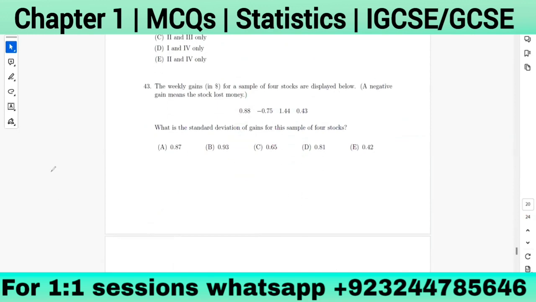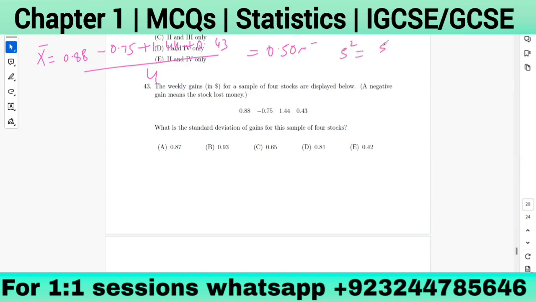Okay. The next is the weekly gains for a sample of 4 stocks are displayed below. A negative gain means the stock lost money. What is the standard deviation of gains of the sample of 4 stocks? So we need to find the standard deviation. Before finding the standard deviation, we always need to find the mean. So what is x bar? X bar should be equal to 0.88 plus 0.75 plus 1.44 plus 0.43 divided by 4. What will you get? You should get 0.50. Mean is 0.50. So what is standard deviation?